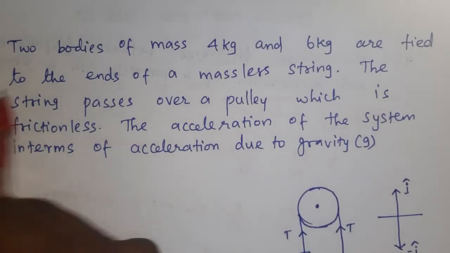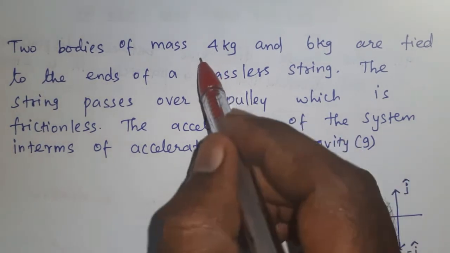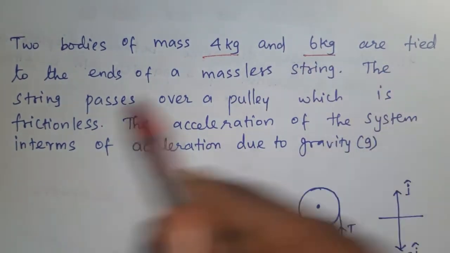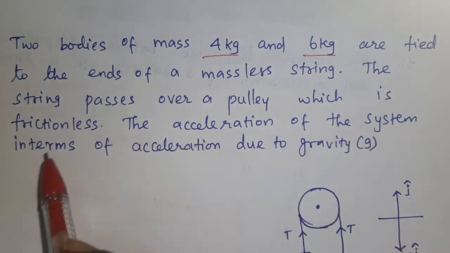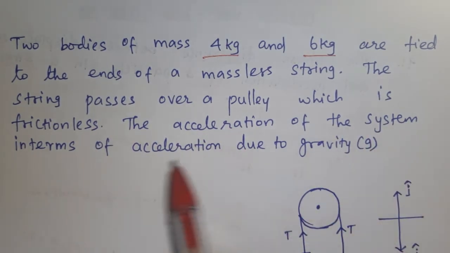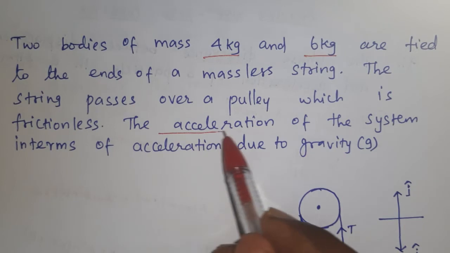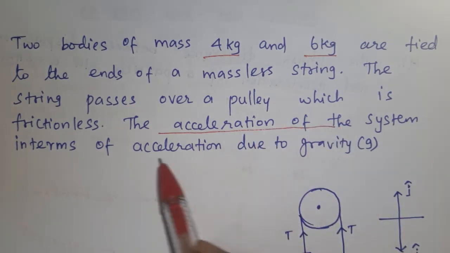Question number 93. Two bodies of mass 4 kg and 6 kg are tied at the ends of a massless string. The string passes over a pulley which is frictionless. The acceleration of the system in terms of acceleration due to gravity is? So we have to find the acceleration of the system in terms of acceleration due to gravity.